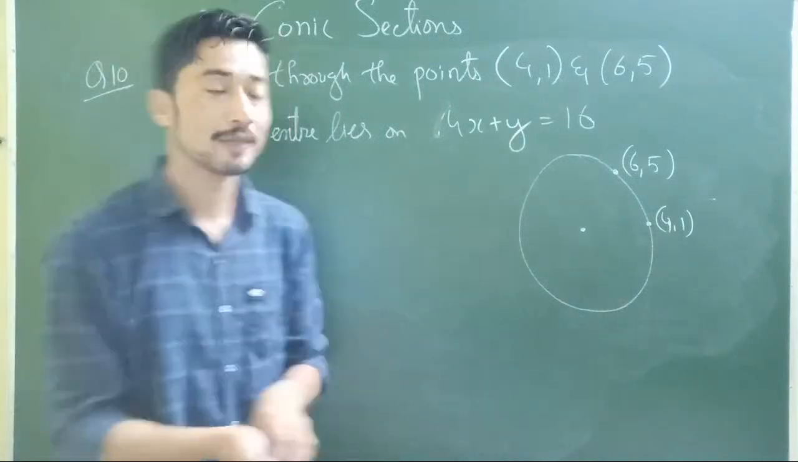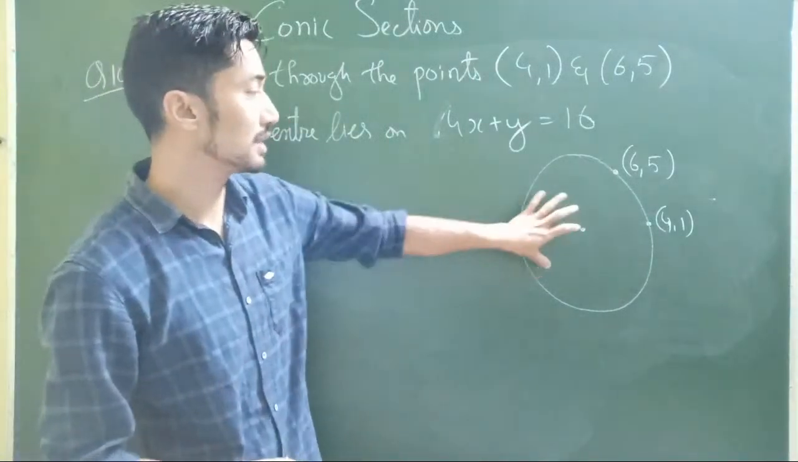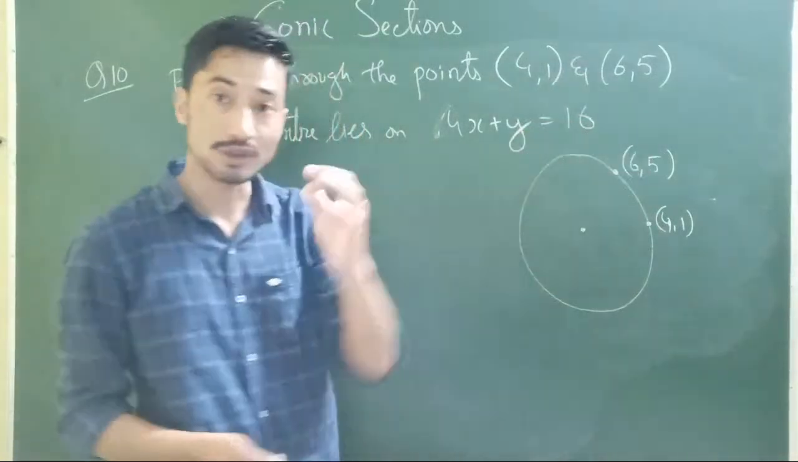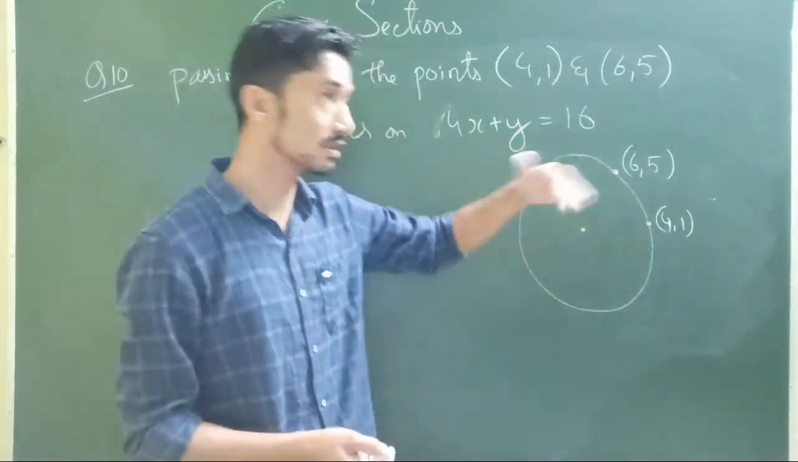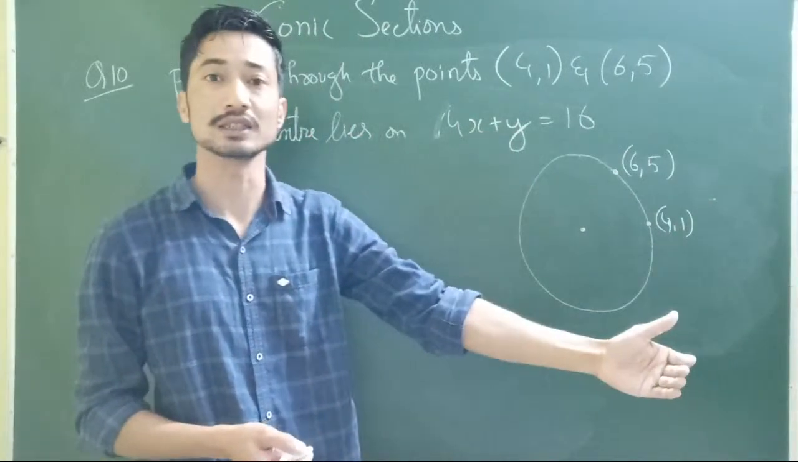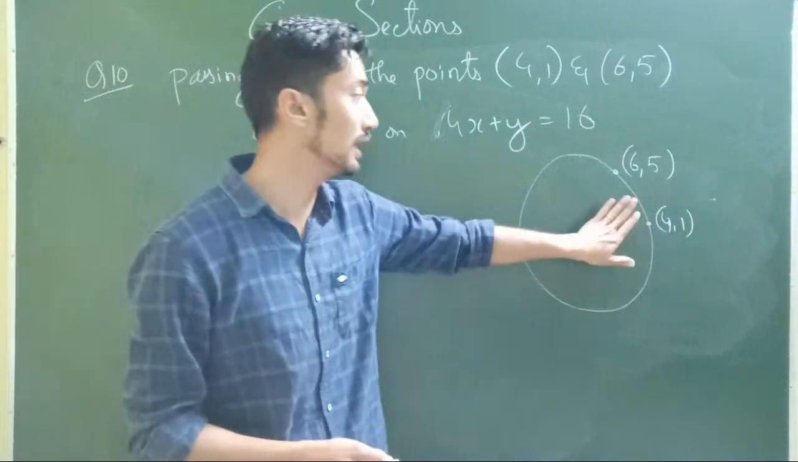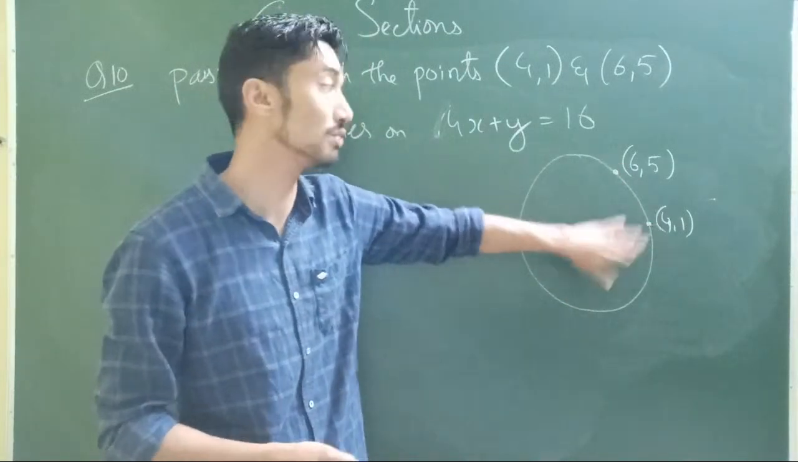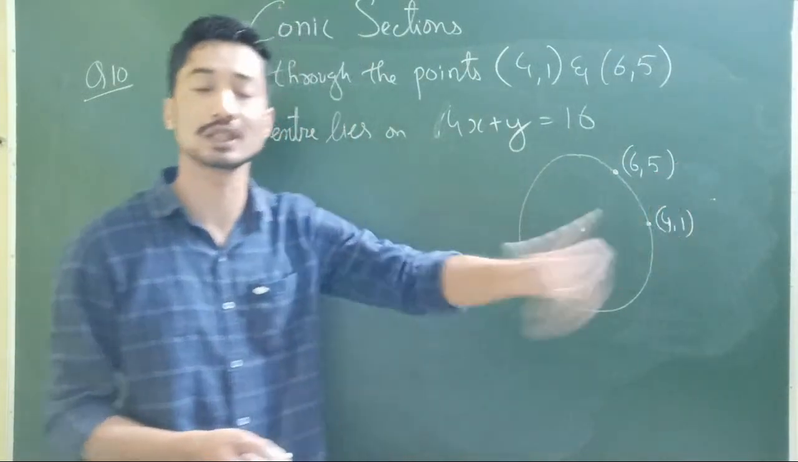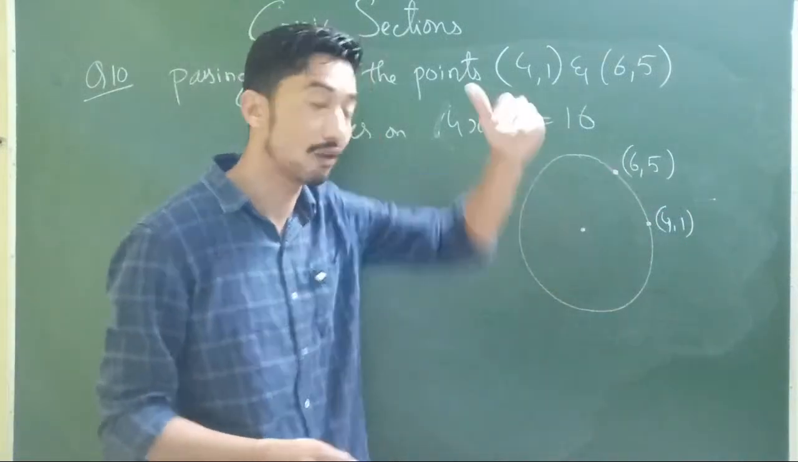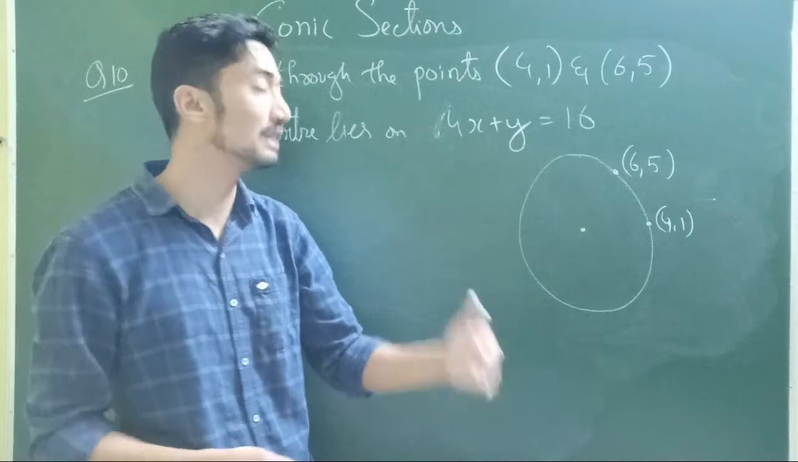Let's focus here. So that means our circle is passing through the two given points, which also means that these points are on the circle. That means the equation that we get should be satisfying these 2 points. These 2 points should be satisfying the equation of the circle that we derive, because these points are lying on the circle.